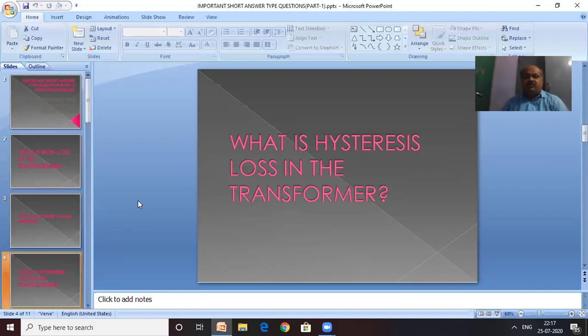What is hysteresis loss in the transformer? Hysteresis loss is mainly due to magnetization and demagnetization of the magnetic material. Just now, I told you that there is a continuous magnetization and demagnetization of the core due to varying current flowing through the coils, which results in some energy loss, which is called hysteresis loss.